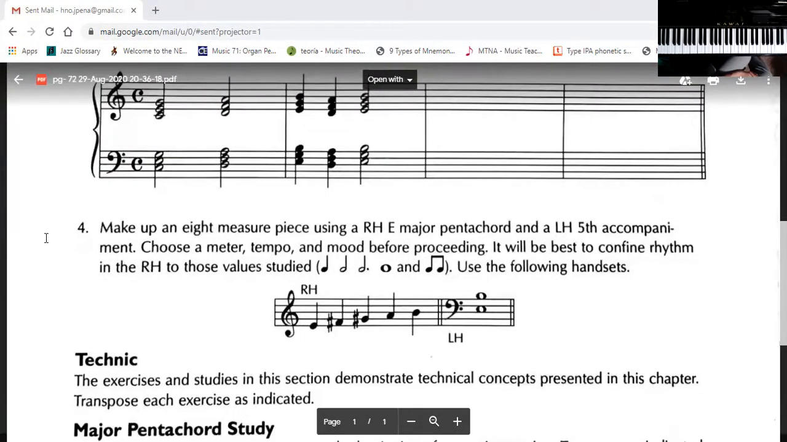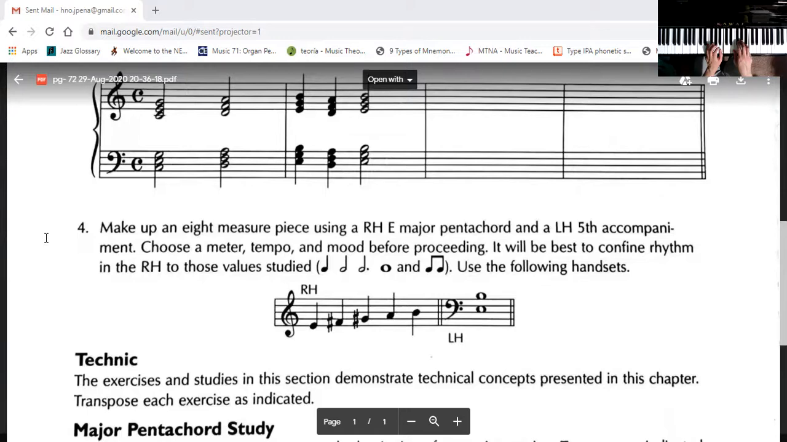Okay, now the last exercise, this one here. After you have practiced sufficiently, as many ideas as you can for the sequence, for the repetition, and for contrast, I would like for you to use all 3 of those elements when you create an actual 8-bar composition. It also says to choose a meter, a tempo, and a mood before proceeding. This is something that you will be writing down. It's best to confine the rhythm to the right hand. Okay, and we're going to be using the E pentascale, while the left hand stays as E and B.